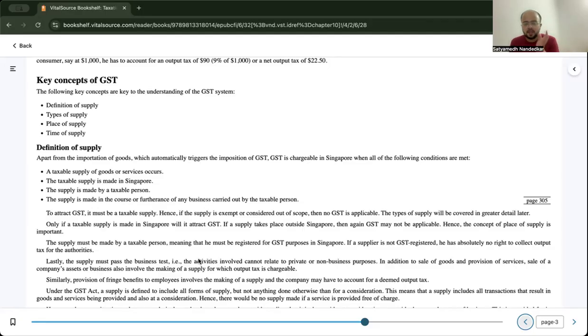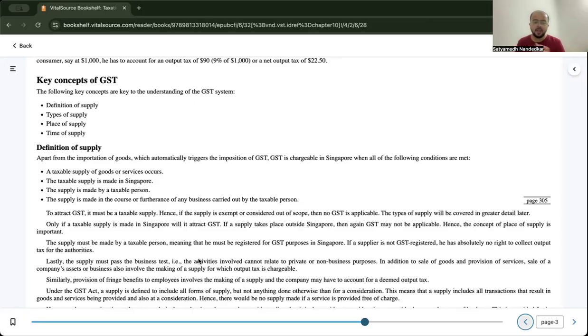First of all, see, they are constantly emphasizing on the word taxable. What does it mean? There are exempt supplies also, supplies on which there is no GST applicable. So to be covered under the ambit of GST, it should not be an exempt supply. Only if a taxable supply is made in Singapore will it attract GST. If a supply takes place outside Singapore, then GST may not be applicable.